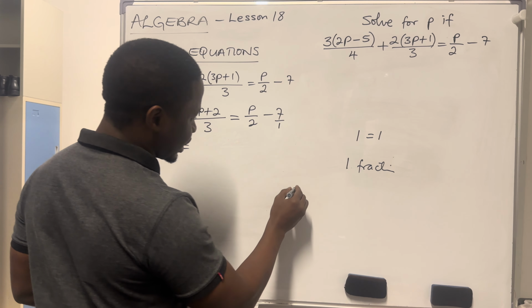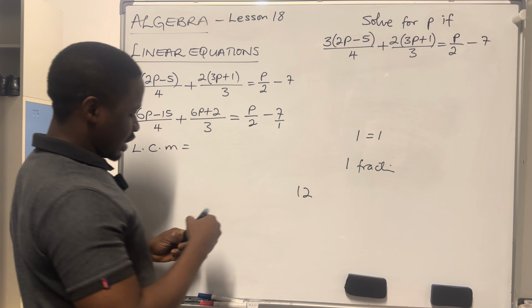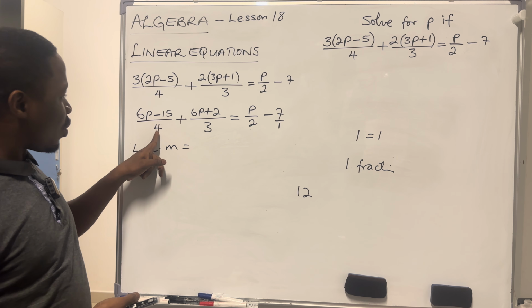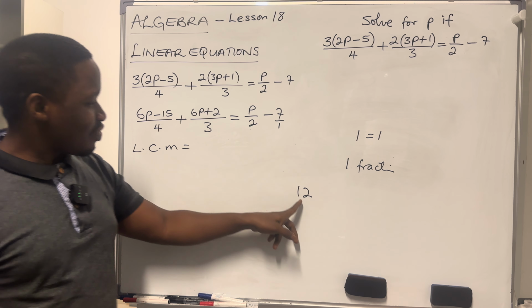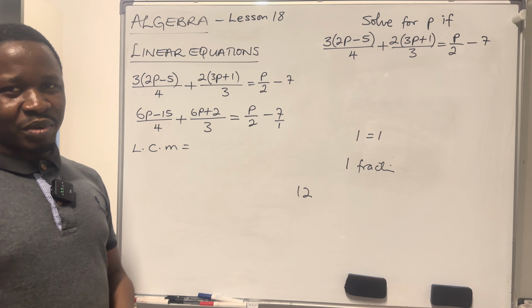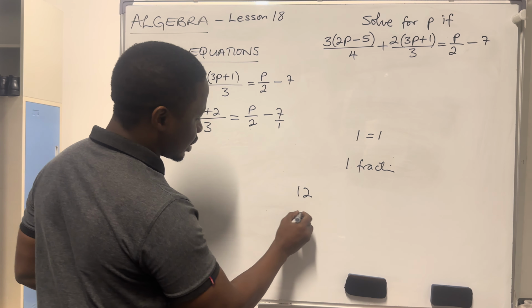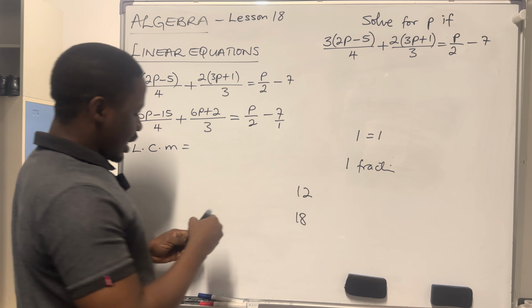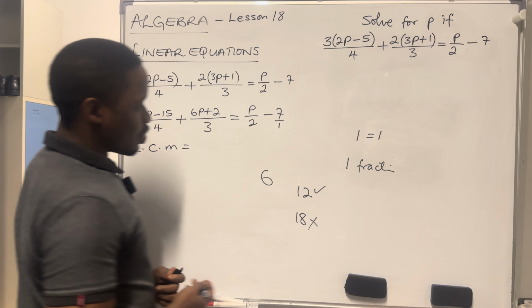So student A can say, how about 12? Yes, 12 can divide 4, that is 3, no remainder. 12 can divide 3, that is 4, no remainder. 12 can divide 2, that is 6, no remainder. How about 18? 18 can divide 3, no remainder. It can divide 2, no remainder. But it cannot divide 4 without a remainder. So 18 is not even part of it. How about 6? 6 cannot divide 4 without a remainder. It divides 3 and it divides 2. So therefore, 12 is the one we consider.